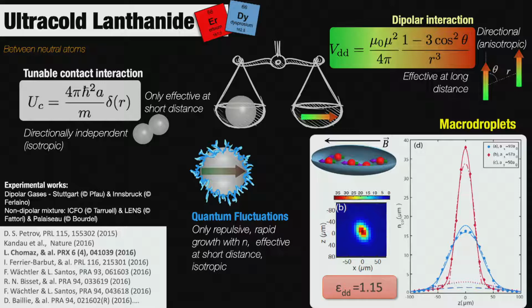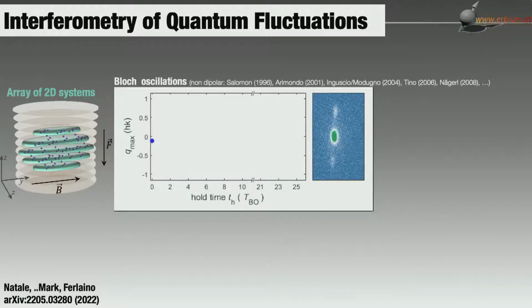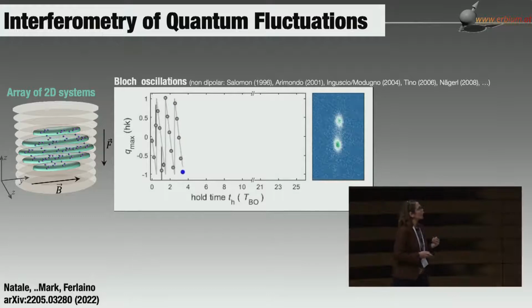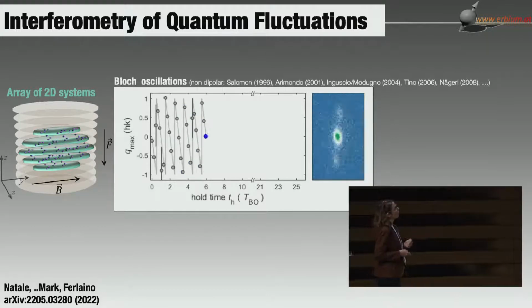There has been a lot of debate on how to actually describe quantum fluctuation. There are some experiments and theories that agree very well, and some that agree less. This type of physics is also very relevant in non-dipolar mixtures, which have been studied in a few laboratories. What we did recently is to use this concept, which has been used in a non-alkali gas, of Bloch oscillation to try to get an interferometry of quantum fluctuation.